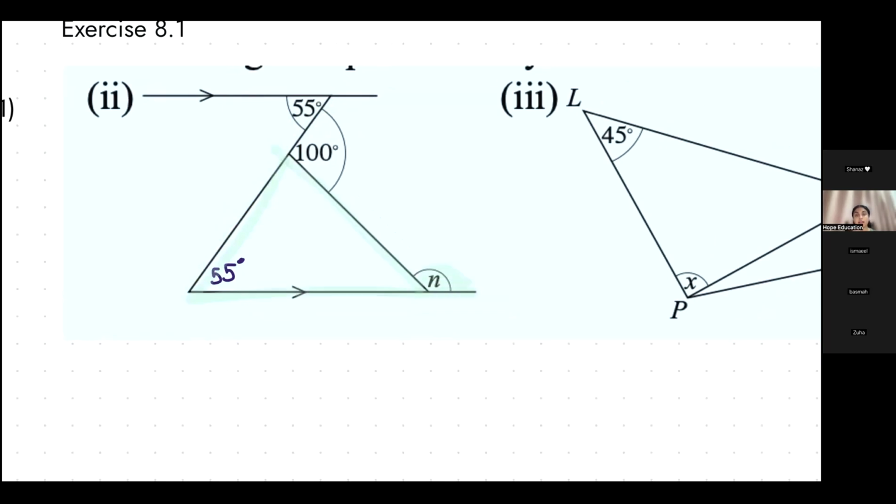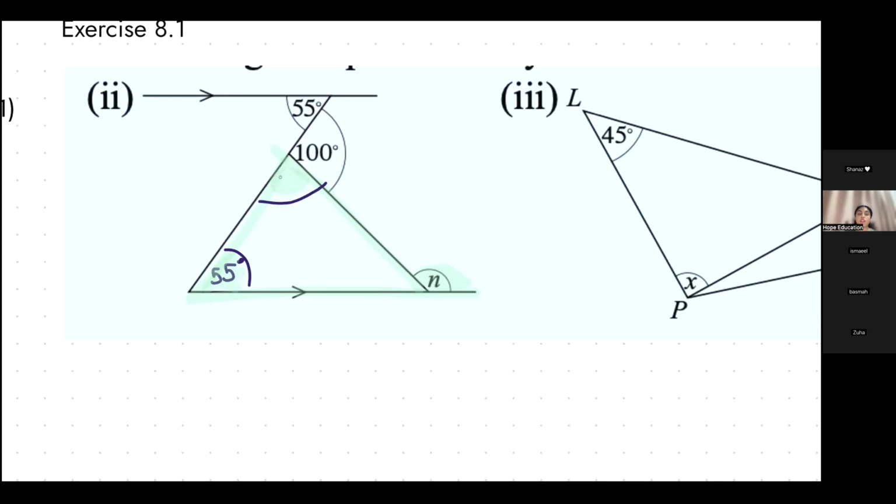N is an exterior angle and N is going to be equal to this and this. Now we know that this is 55, but what about this? How do we find this? Angles on a straight line. Since there are no letters, I will not write anything here. However, yes, it is angles on a straight line, because 180 should be the total angle here and this is 100. So 180 minus 100. Therefore, this will be 80 degrees.